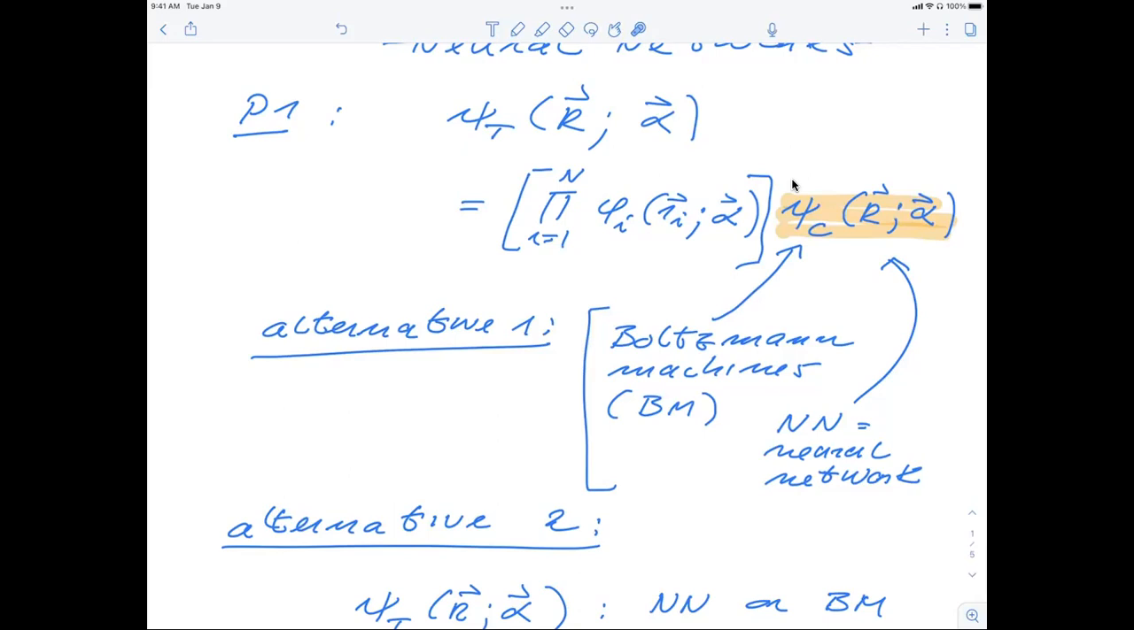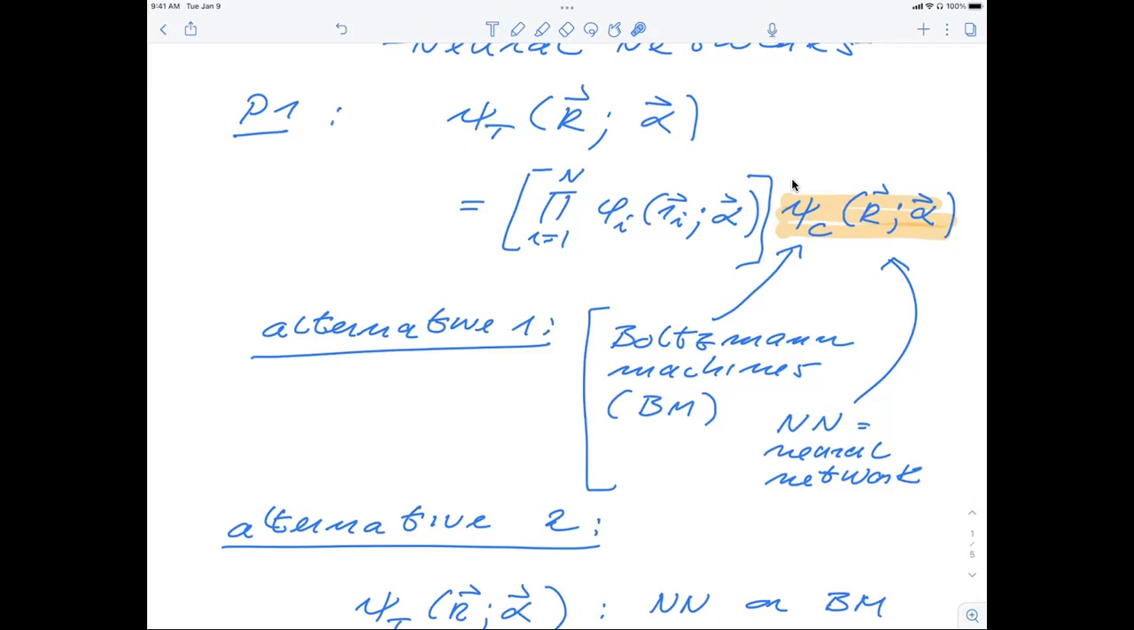However, when you replace the correlated part of the trial wave function, or the wave function itself, with a neural network or Boltzmann machine, you can actually reach results which are extremely close to diffusion Monte Carlo calculations. And that's why these studies with deep learning methods have gained such momentum in quantum mechanical studies.